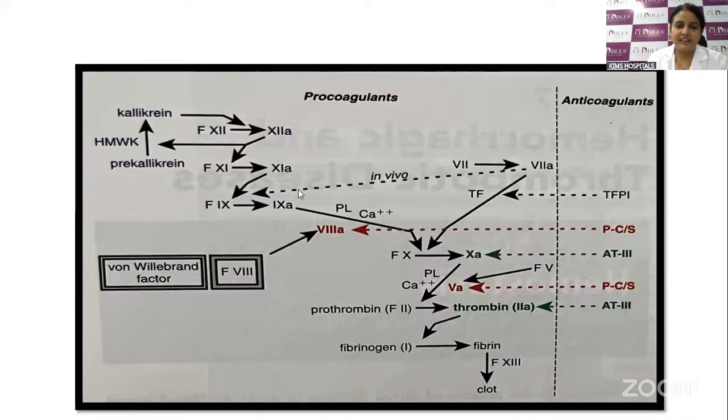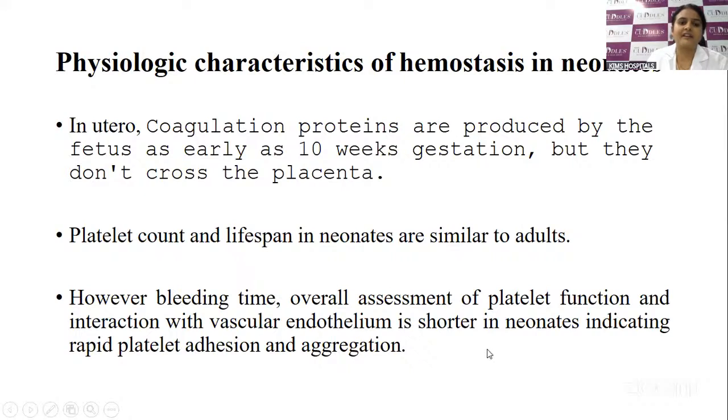So the factors which are involved in the coagulation cascade are all known as the procoagulants, and there are anti-thrombotic factors which help in the fibrinolysis. These are the tissue factor, plasminogen inhibitor, protein C or S, and antithrombin 3. Now, coming to the physiology of hemostasis, it varies a little bit in the neonates when compared to that in the adults.